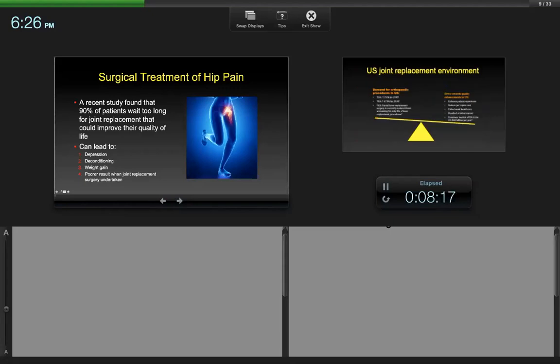So this actually just came out within the last year: in a poll of patients, 90% of them found that they waited too long for a joint replacement. And that subsequently led, in the patients that waited too long, to an increase in depression and deconditioning. You actually gain weight because you're more sedentary, because moving around just hurts too much. And typically when you have those three things happening, it leads to a poorer result when you do decide to take up replacement surgery.